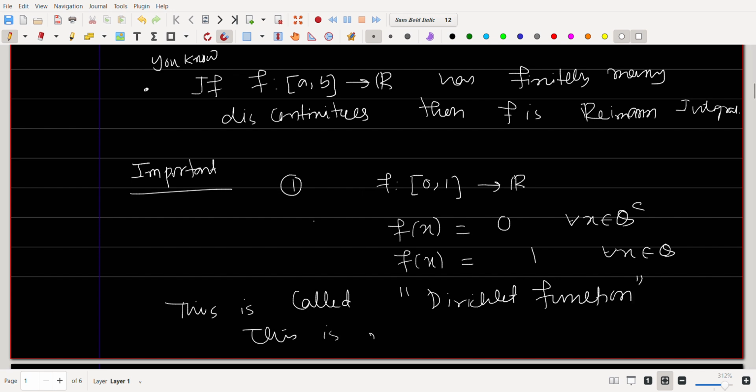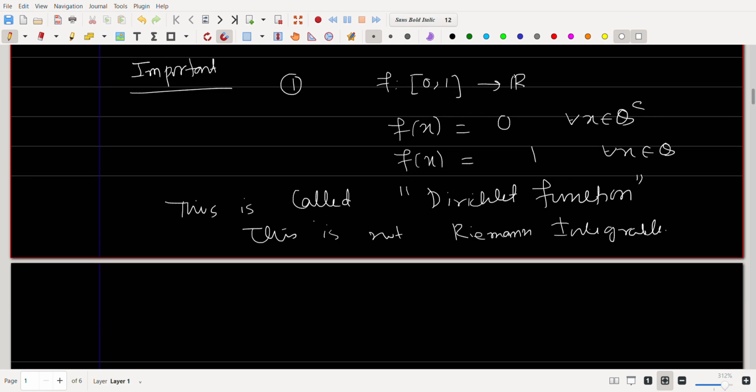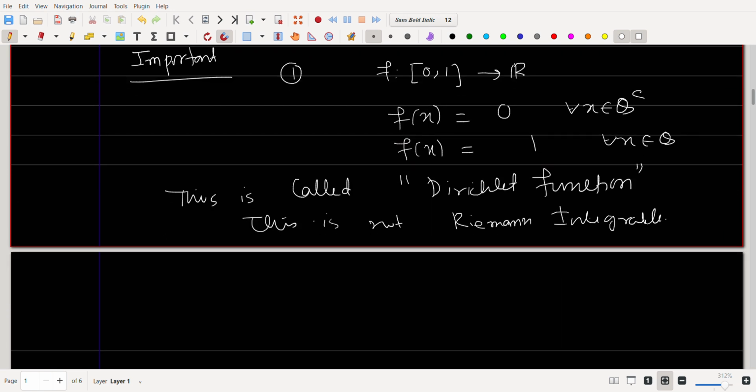This is not Riemann integrable. Why is this not Riemann integrable? Because the set of discontinuities D of f is the entire closed interval [0,1], and this is not a set of measure 0.